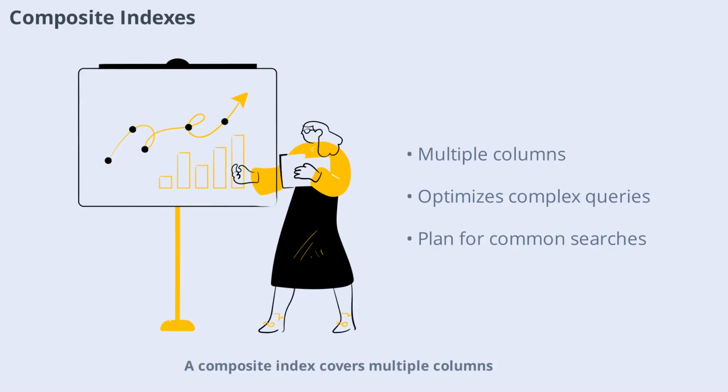A composite index covers multiple columns, making searches involving those columns faster. For example, an index on city, age helps queries that filter by both city and age. Composite indexes are powerful for optimizing complex queries, but they require careful planning to match your most common searches.